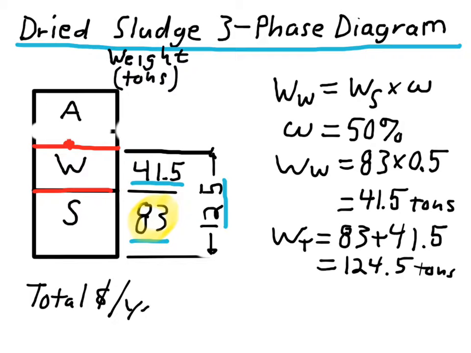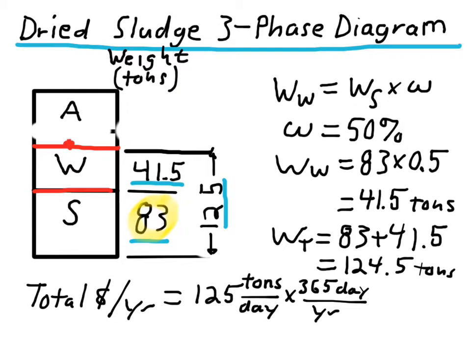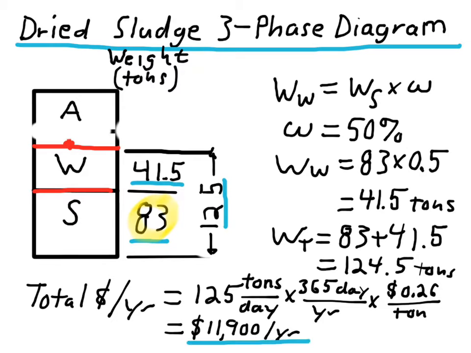So now all I've got to do is calculate the total dollars per year. That's pretty simple. It's 125 tons per day times 365 days per year times 20 cents per ton. I put that number in my calculator, and I'm going to come out with $11,900 per year. And that's the answer to the problem.